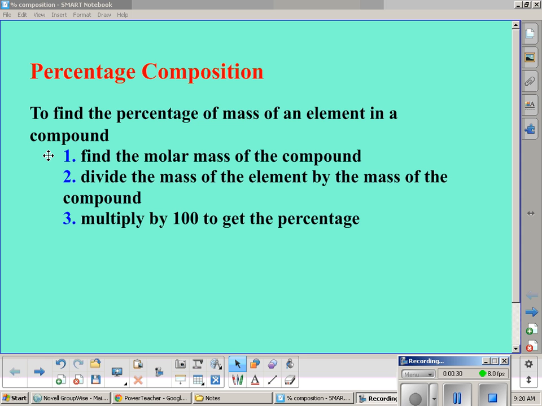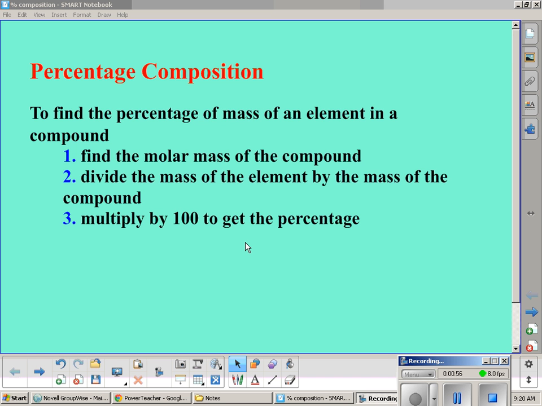So to find the percentage composition of an element in a compound, what part of a compound's mass is attributed to a particular element, first you have to find the molar mass of the entire compound, and then you divide the mass of the particular element by the mass of the entire compound, and then you multiply by 100 to get the percentage.